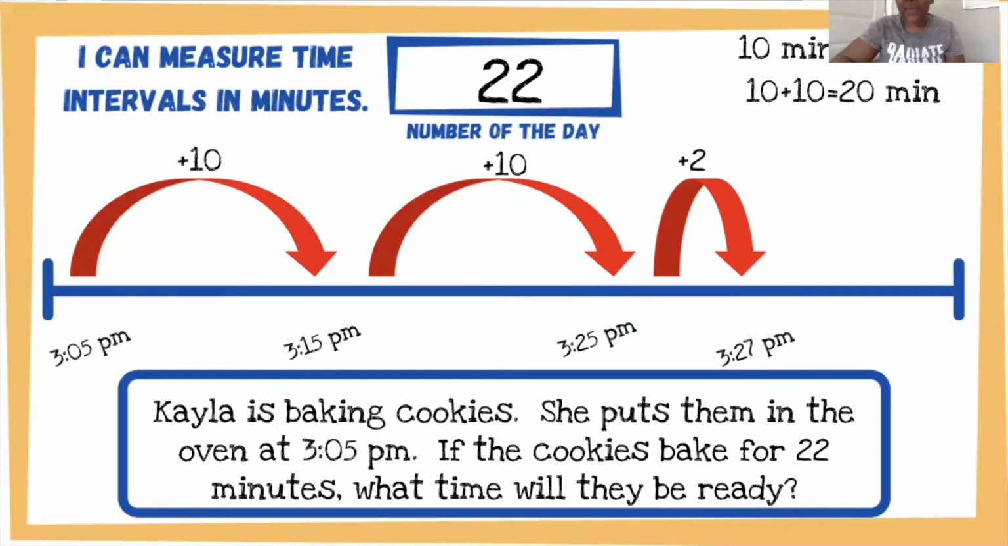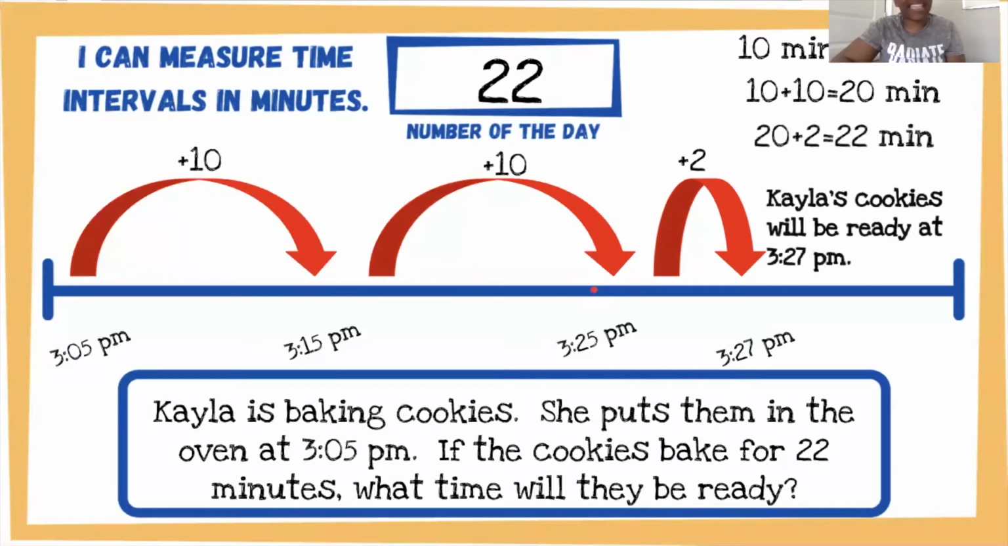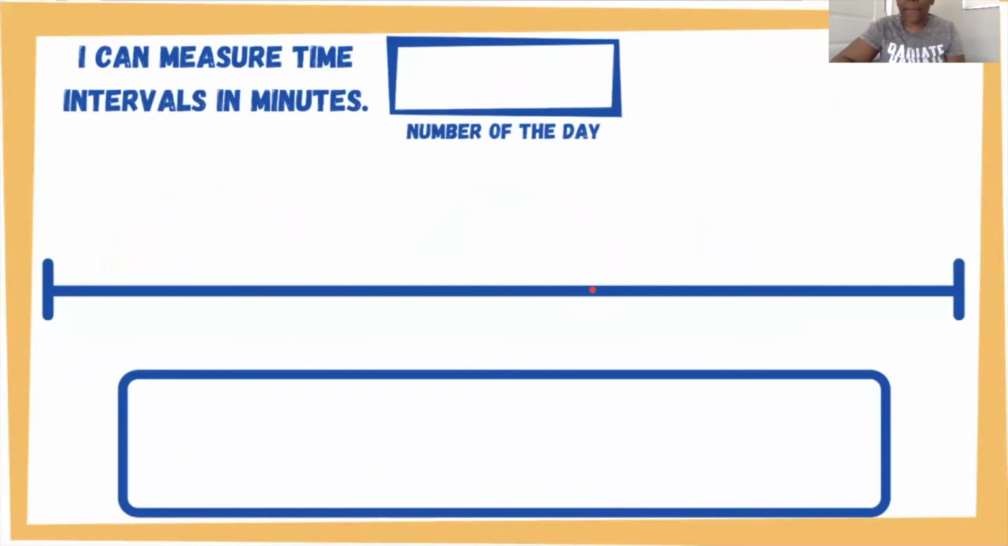So if Kayla puts her cookies in at 3:05 p.m. and they bake for 22 minutes, Kayla's cookies will be ready at 3:27 p.m. Great job, guys. Let's take a look at one more. We're going to use that same number 22 this time.